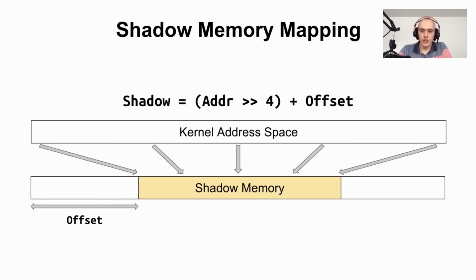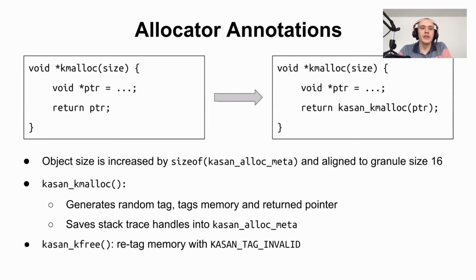So this is how the shadow memory looks like. It's basically part of the address space, and the whole kernel address space linearly maps onto shadow memory. Since each 16 bytes of kernel memory have 1 byte of shadow, we just divide the address by 16, or shift it by 4, and add the offset to calculate the address of the shadow memory byte based on the address of the kernel memory. This is what the allocator annotations look like.